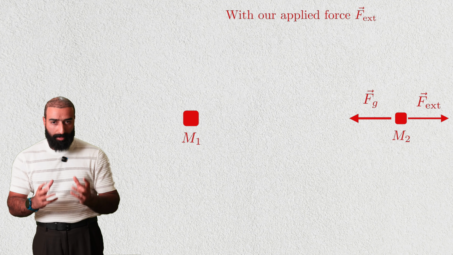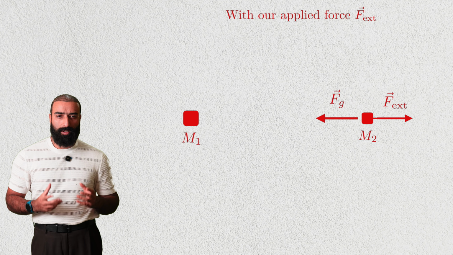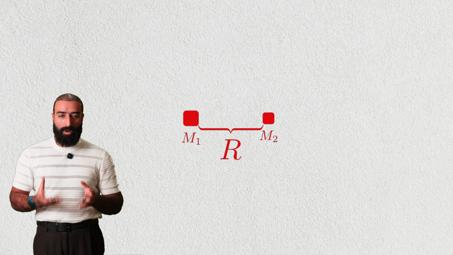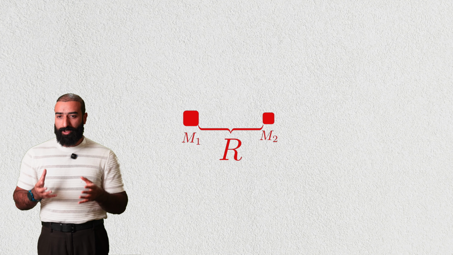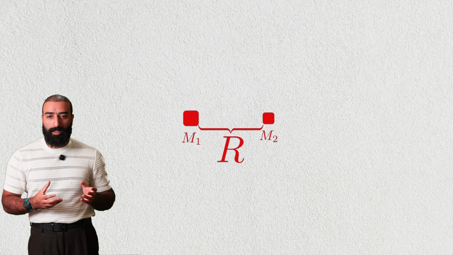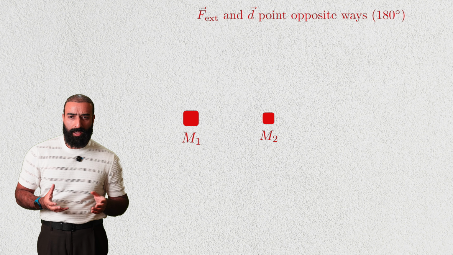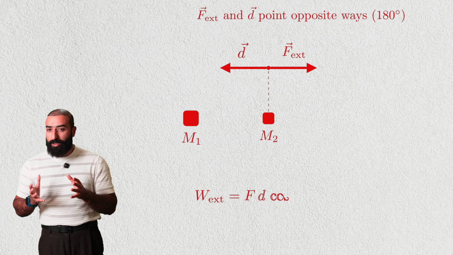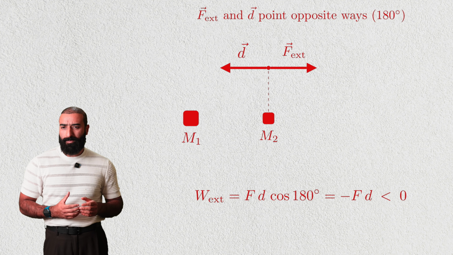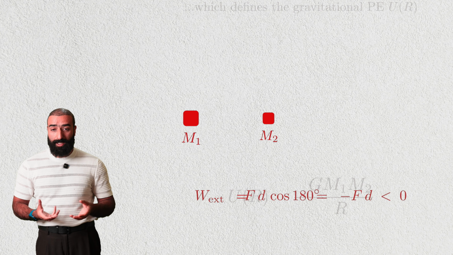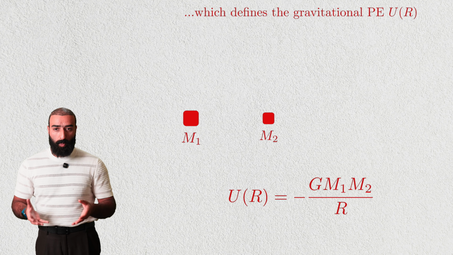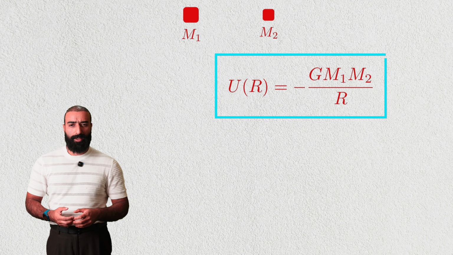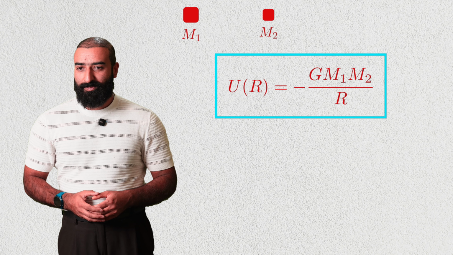We apply an external force that balances the gravitational attraction, allowing us to move the mass slowly with almost no acceleration. This lets us bring m2 from infinity to a separation r from m1. But here's the key: the displacement is towards the mass, while the external force points away from it. So the work done by the external force is negative. And since this work equals the change in gravitational potential energy, the potential energy must also be negative. Great.